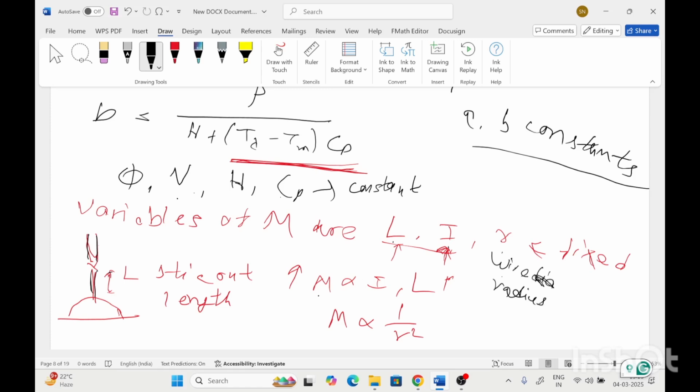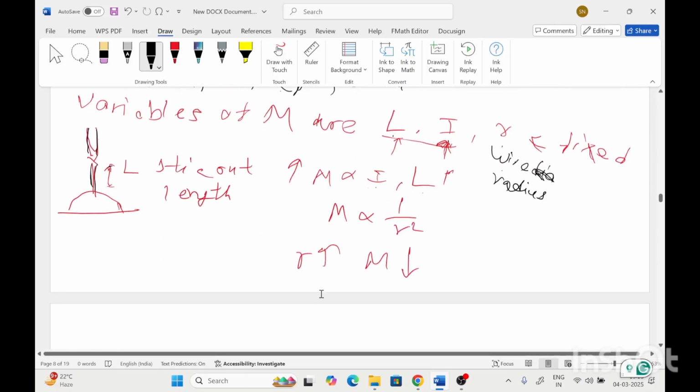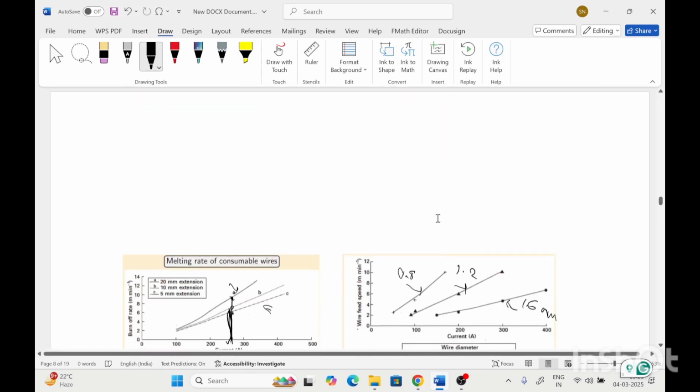So the melting rate is directly proportional to the current and the stick out length, and it is inversely proportional to the wire radius. As the current and stick out length increase, the melting rate will also increase. And if the wire diameter is increased, then the melting rate will decrease. Okay.